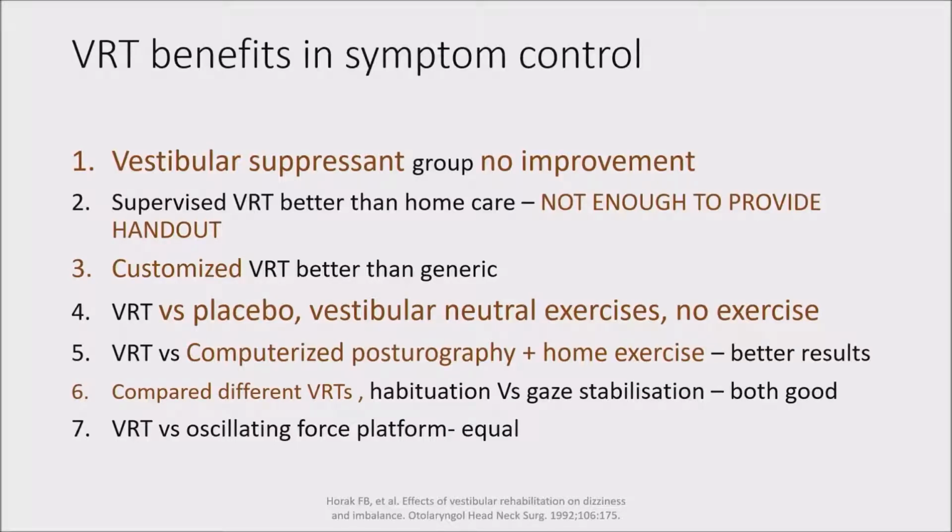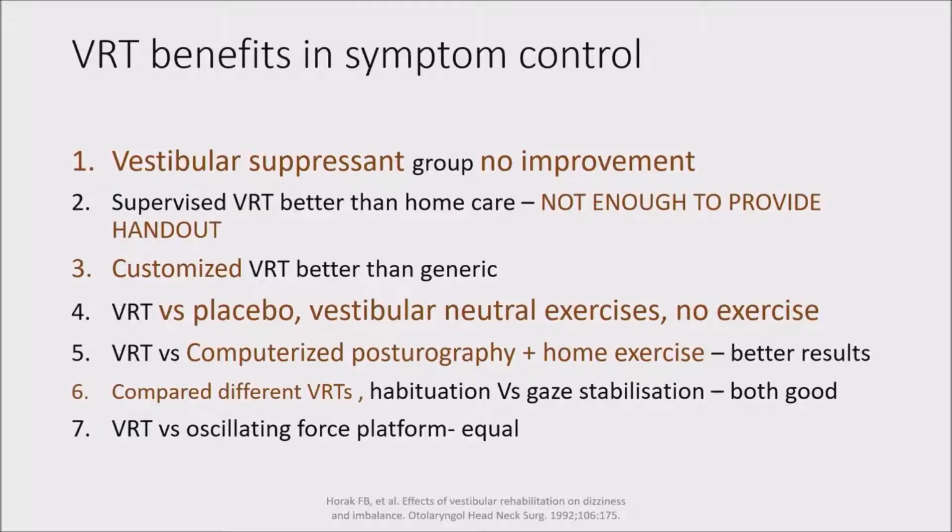Vestibular suppressant will not improve the patient eventually. You have to give a VRT. Not enough to just provide a handout. You have to go into details and tell the patient exactly what you have to do. Customize the VRT to the patient. The vertigo sensitivity quotient can be used.